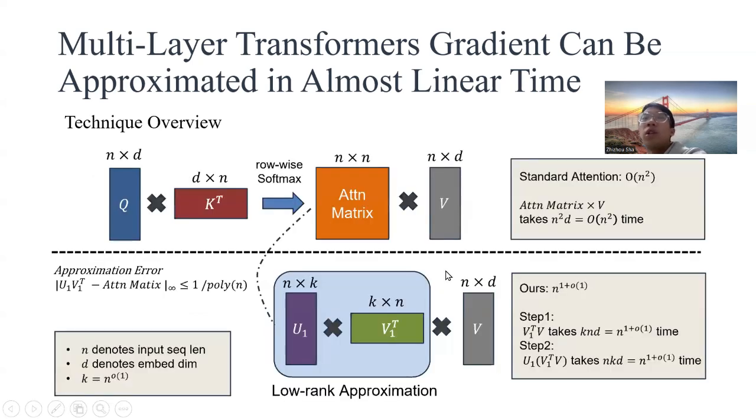Let's get back to the technical overview. We have this attention matrix, and we can decompose it into U1 and V1 by the aforementioned Taylor expansion method. Then we swap the multiplication sequence of the following three matrices, and we get the acceleration of the attention computation.